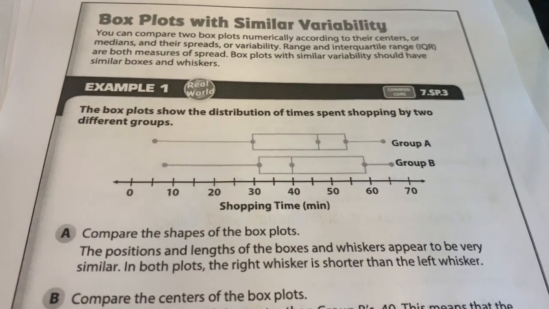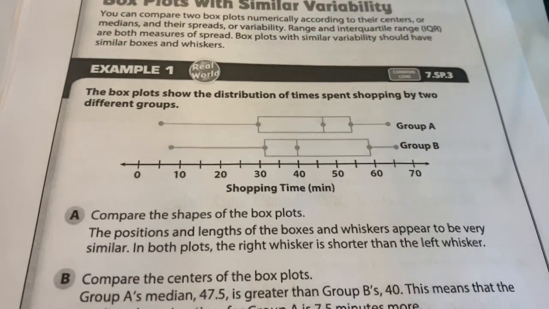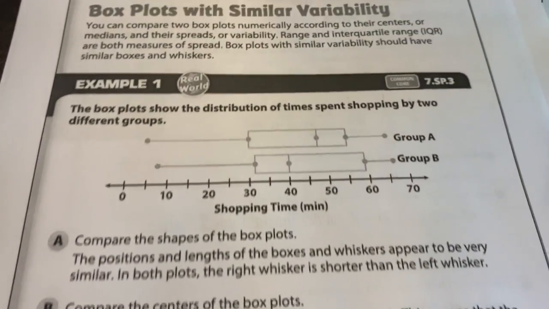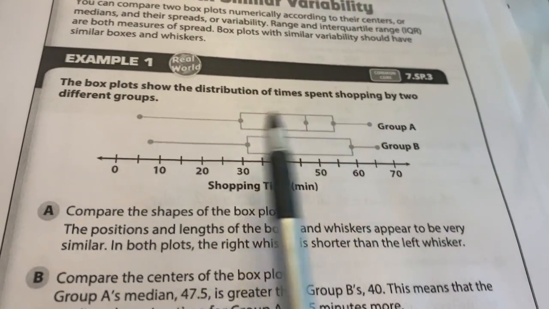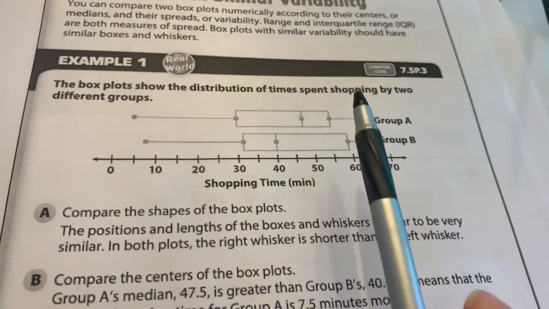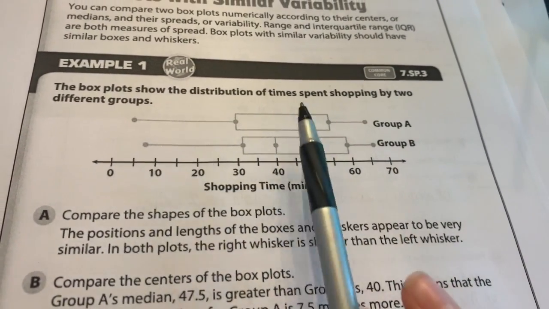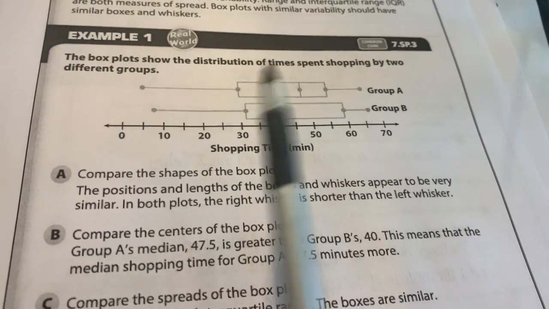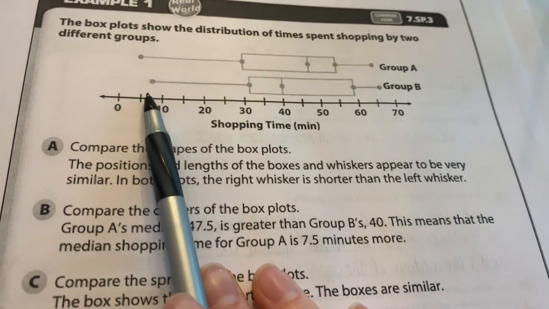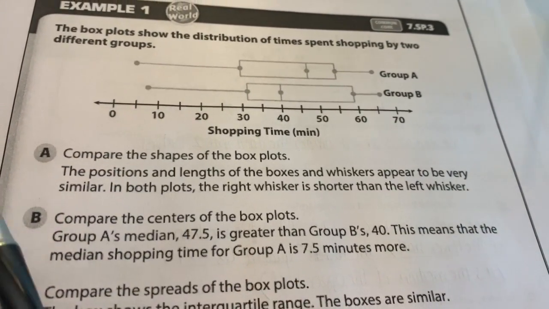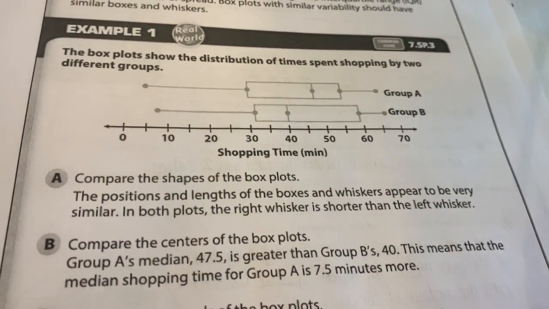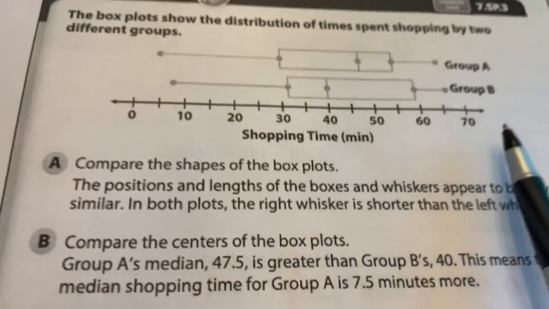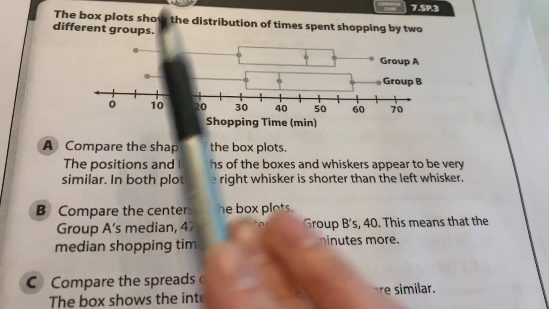Okay, so example 1 is an example of this. So this one's solved for us, so we're just going to talk through it and look at it, and then we'll do our own. So this box plot shows the distribution of times spent shopping by 2 different groups. Okay, so group A, you can compare everything about it, but group A spent this amount of time shopping, group B spent this amount of time shopping. So let's look. If we compare the shapes, the position and the lengths of the boxes and whiskers appear to be very similar, so it's true. The length is almost the same, and the whiskers are very, very similar as well. But in both of the examples, the right whisker is much shorter than the left.